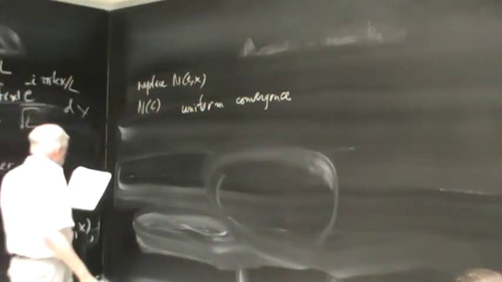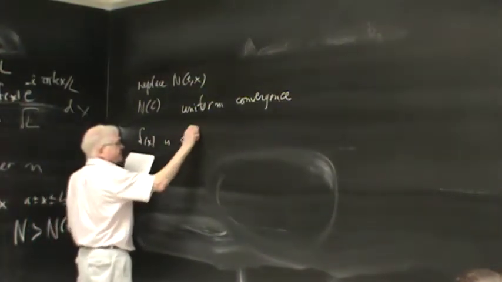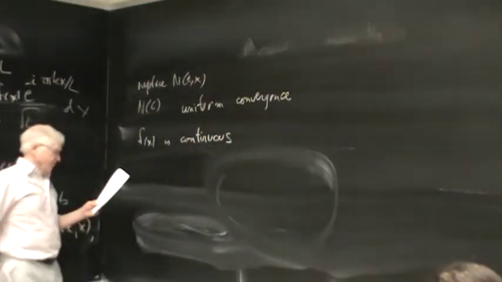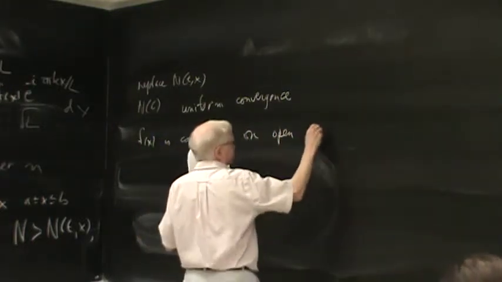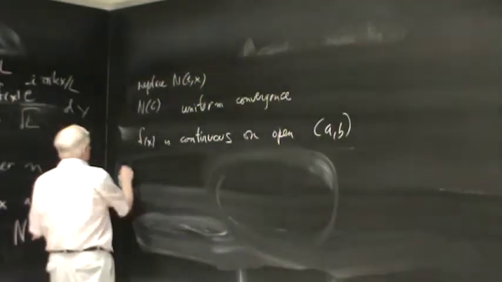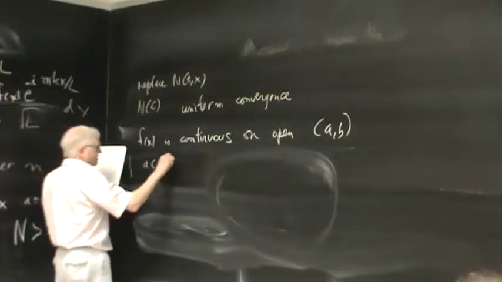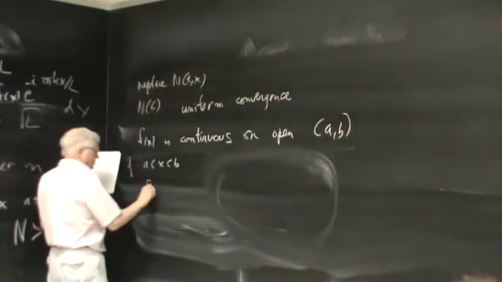Okay, any questions? All right, so these are just definitions, really. The next definition is f of x is continuous. You probably learned these things 4 or 5 years ago. On an open interval (a, b), if for all x between a and b, the two limits coincide.